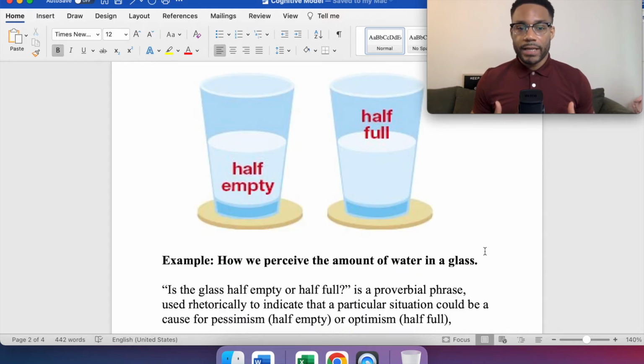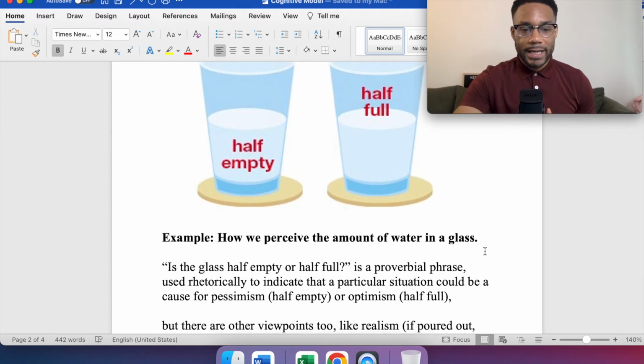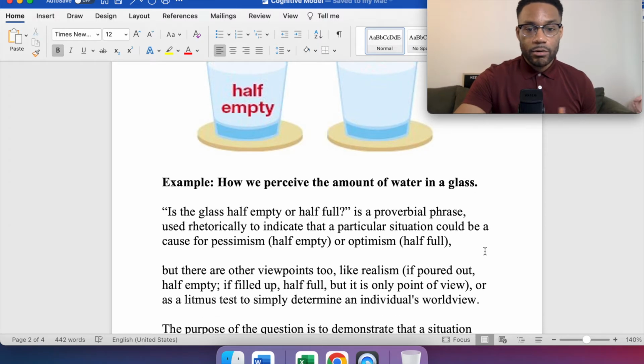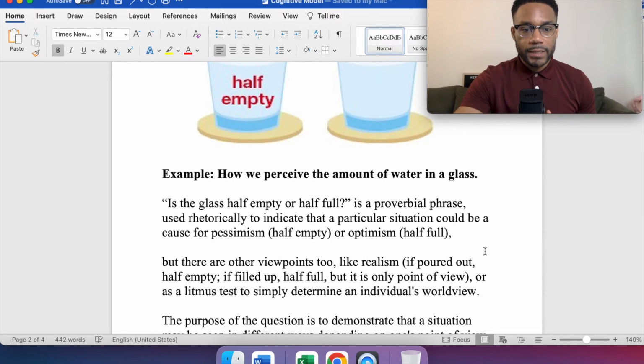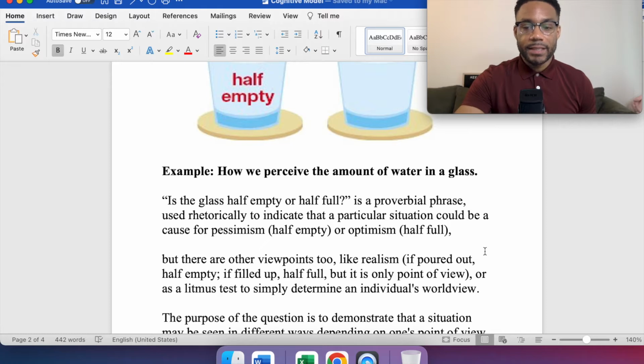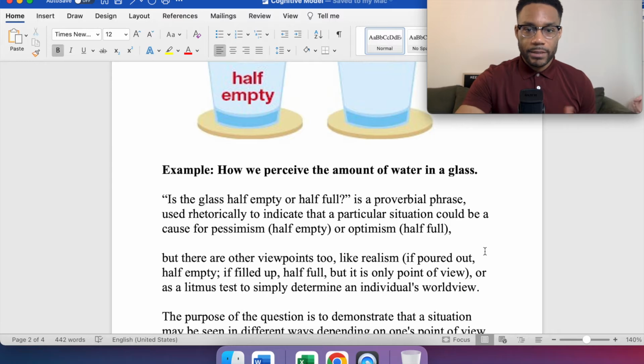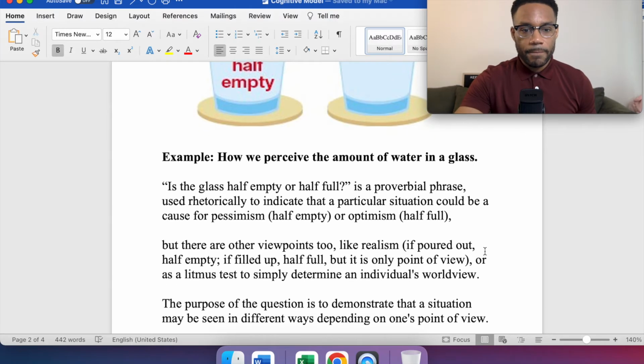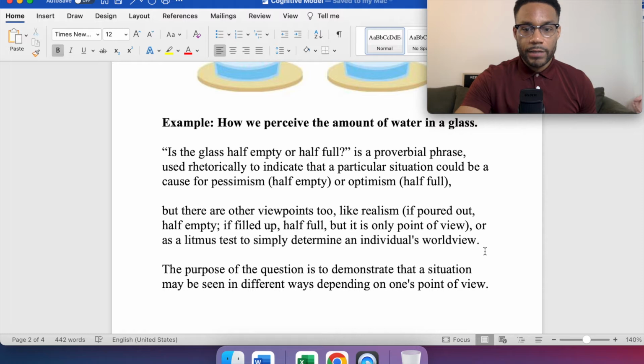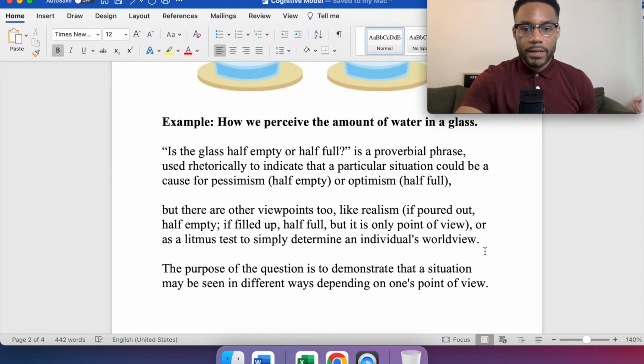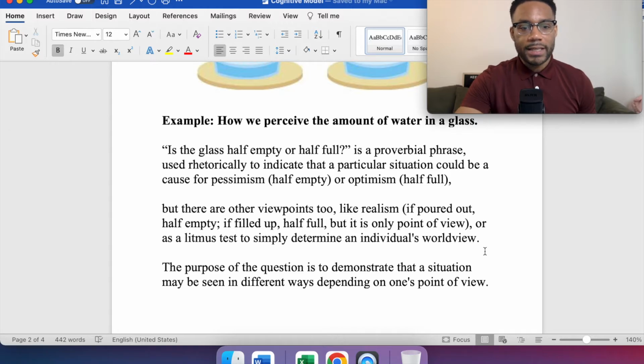And a common example we may hear is a glass of water being half empty versus half full, how we perceive the amount of water in a glass. Is the glass half empty or half full? It is a proverbial phrase used rhetorically to indicate that a particular situation could be a cause for pessimism, half empty, or optimism, half full. But there are other viewpoints too, like realism: if poured out, half empty; if filled up, half full. It is also used as a litmus test to simply determine an individual's worldview.